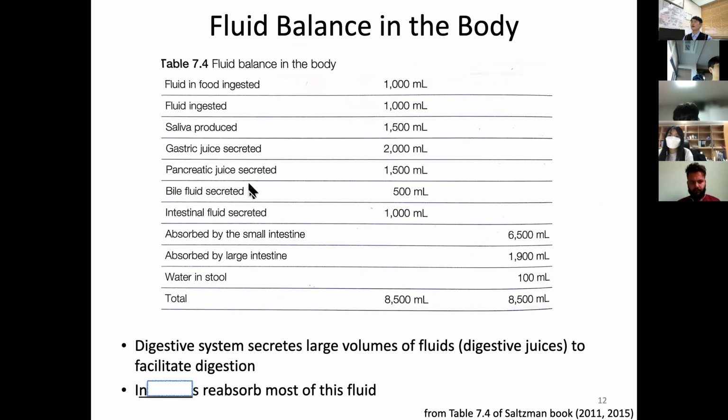So finally, I want to talk about fluid. You know how surprising this is. We drink water, 1 liter a day, okay? The food you are eating contains about 1 liter of water. Your saliva, your spit, you produce 1.5 liters a day. Your gastric juice inside your stomach secretes 2 liters. Your pancreas secretes 1.5 liters. And your bile fluid about 0.5 liter. And your intestines also secrete fluid, about 1 liter.